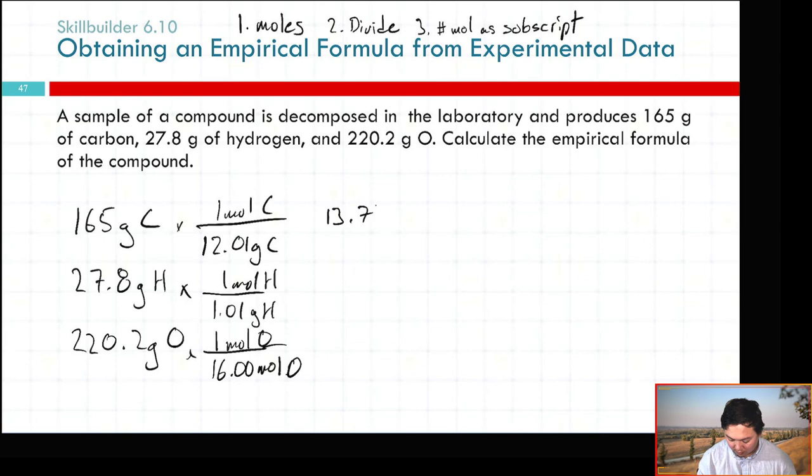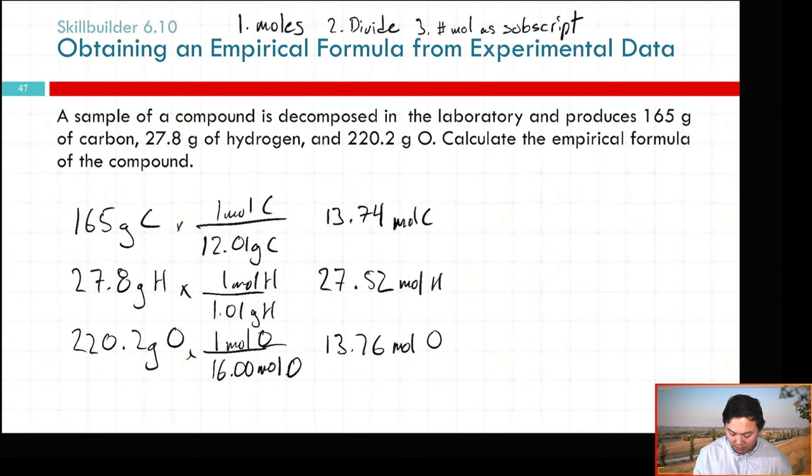13.74, and then 27.8 divided by 1.01. Make a little more room on my desk here. It's going to be, to no surprise, almost exactly the same. All right, so it's 27.52, 220.2 divided by 16, it's now 13.76, right? And then these are moles: carbon, hydrogen, oxygen, right?